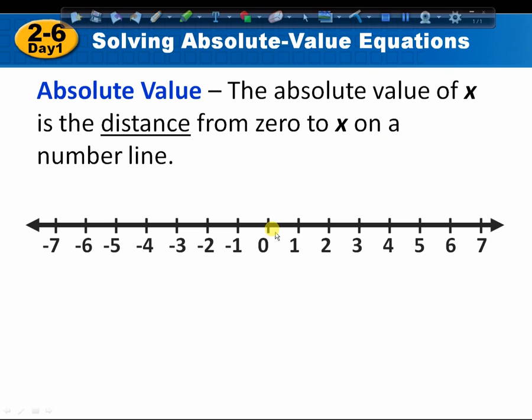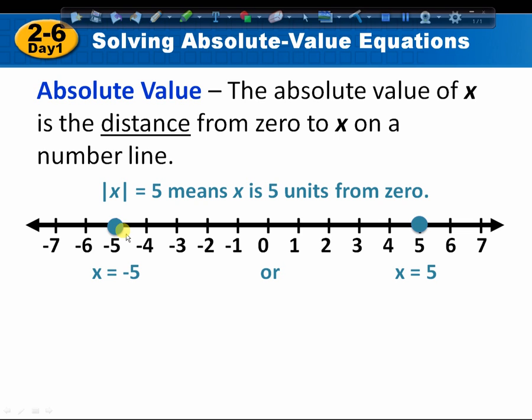On a number line, you have -5 and you have 5. -5 is just as far away from 0 as +5 is away from 0. The key here is that distance can never be negative.